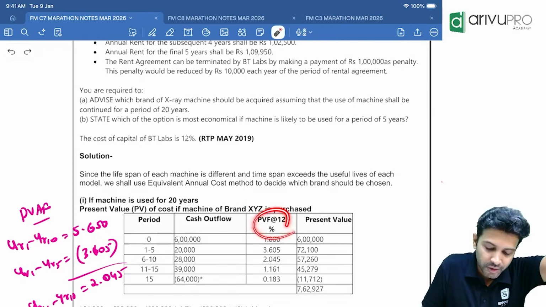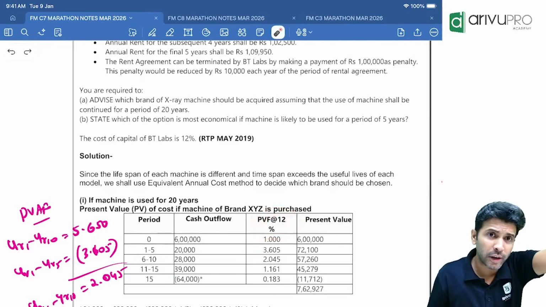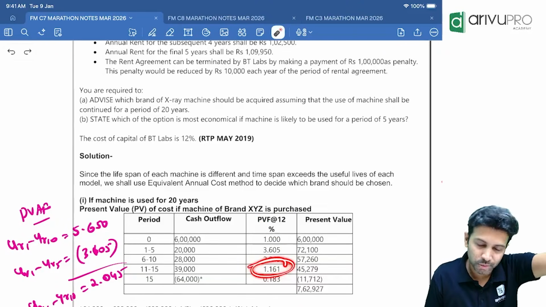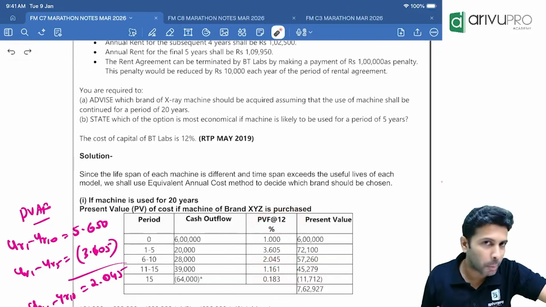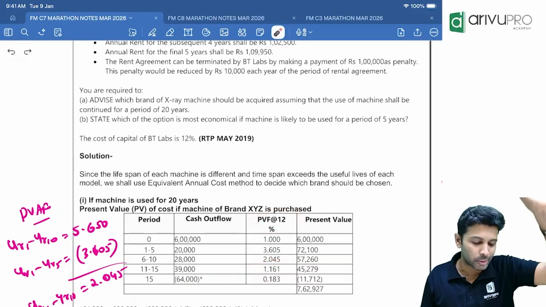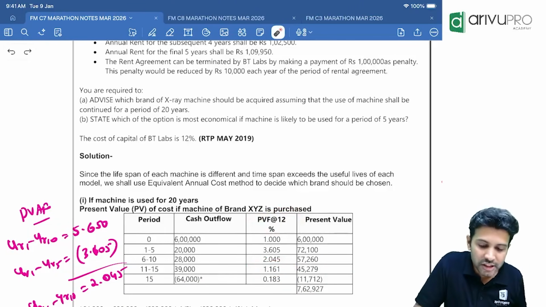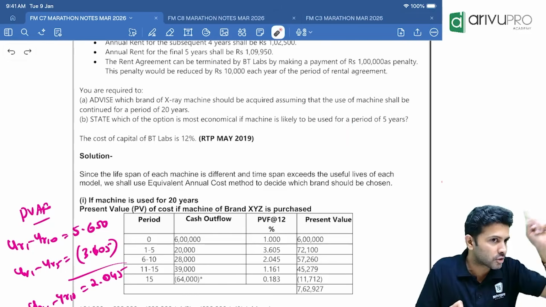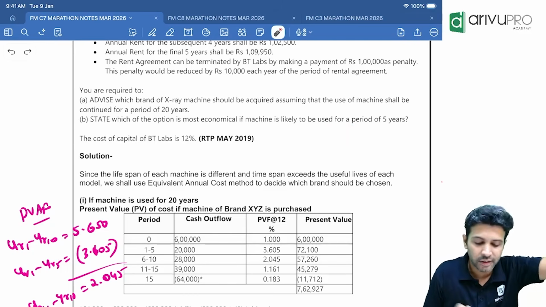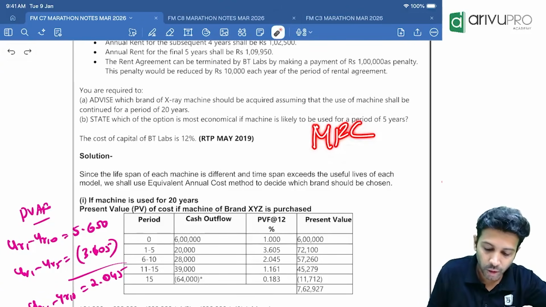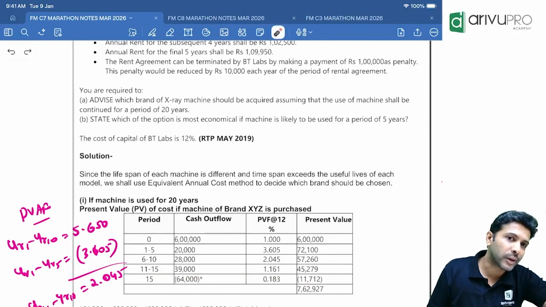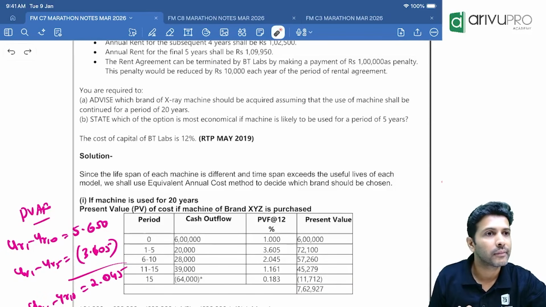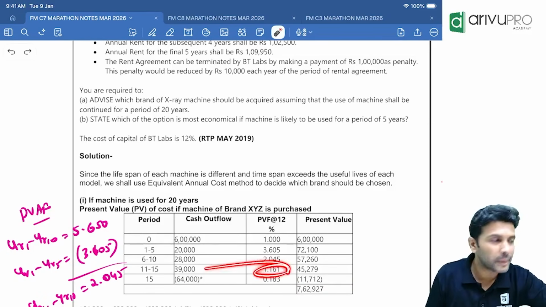What will you do first? Press 1 divided by 1.12, and press only the equals button 10 times first. From the 11th time onwards, press equals and the M plus button together. Equals M plus, equals M plus, equals M plus, like this till 15. Then press the MRC button. What are you getting? 1.161. Everybody is getting this. So that is your PVAF.